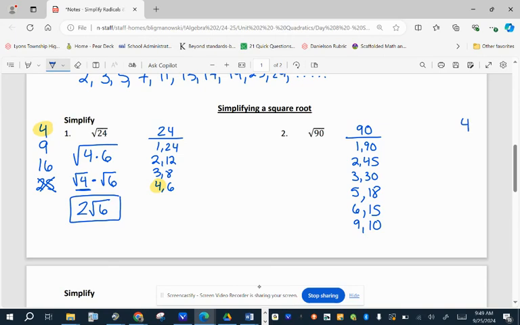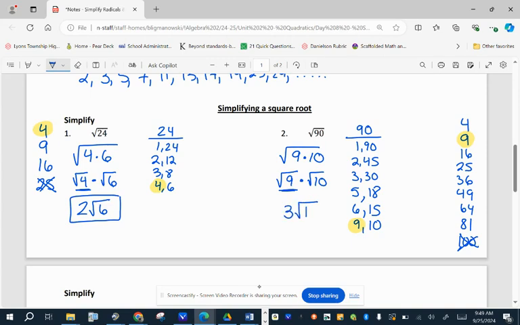Okay, so then I want to think about my perfect squares. 4, 9, 16, 25, 36, 49, 64, 81, 100. Again, 100 is too big. Looking at my list of perfect squares and my list of factors, I want to find the biggest factor that's also a perfect square. In this case, that's going to be 9. 9 is a perfect square, and it's the biggest perfect square that goes nicely into 90. So I'm going to change 90 into the square root of 9 times the square root of 10. The square root of 9 is going to become 3, and the 10 is going to stay inside because it's not a perfect square. So the square root of 90 will simplify to 3 square root 10.